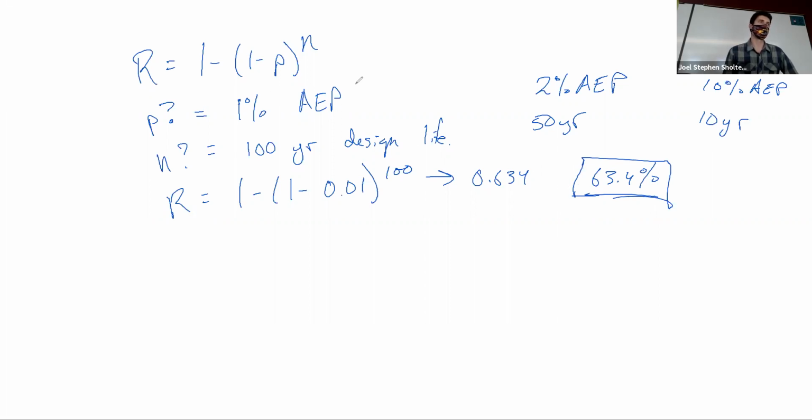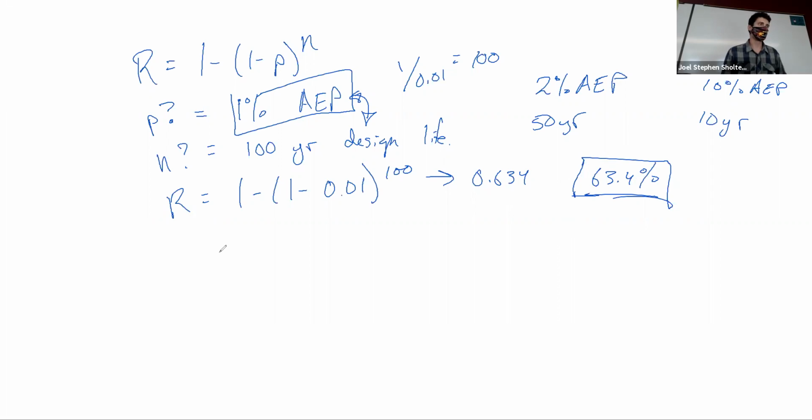So if this is the AEP, 1 over 0.01 is equal to 100. And so the reciprocal of this probability is the recurrence interval. And if the recurrence interval is the same as the design life, then the probability of that event occurring within that design life is 63%. So that's just a constant number.